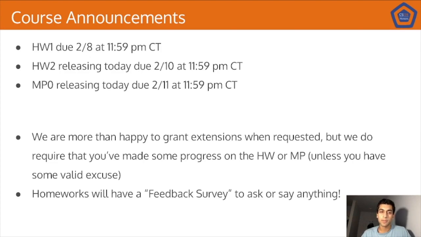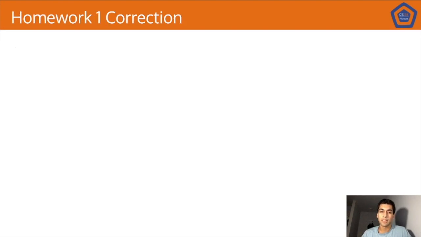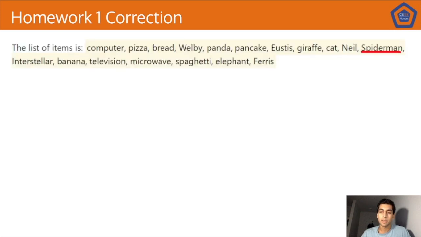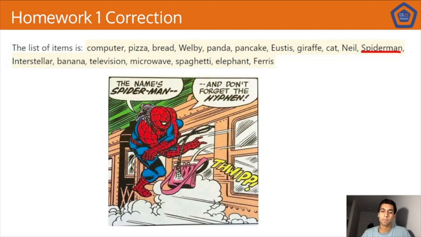And one final announcement, we did make a little bit of a mistake on homework 1. We asked you guys to categorize some items, Spider-Man being one of them, and unfortunately we used the wrong version of Spider-Man. We forgot the hyphen. So when you're completing homework 1, you're unfortunately going to have to use the Spider-Man spelled without a hyphen. Okay, on to the lecture.